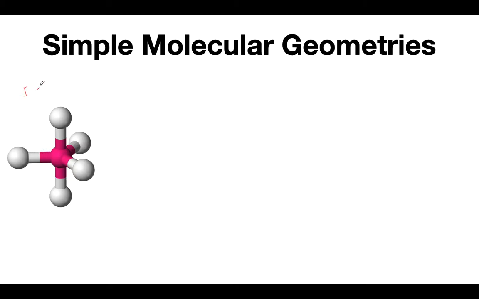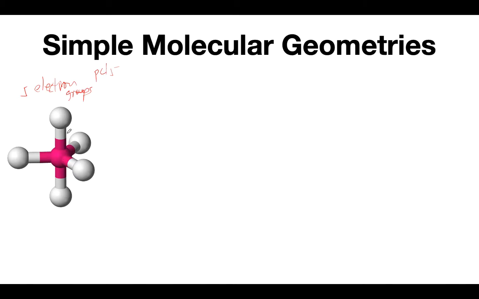5 electron groups. If they are the same, like all the bonds are the same, then in this case it doesn't matter where you put it, right? Like the example of PCl5. That's phosphorus and 5 chlorines, right? So you can have this geometry.